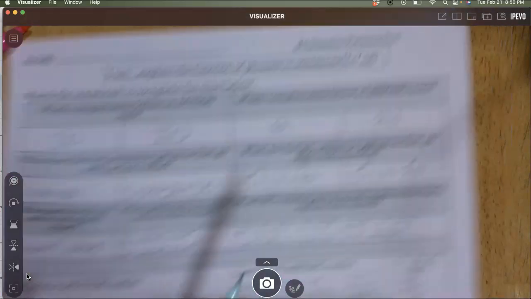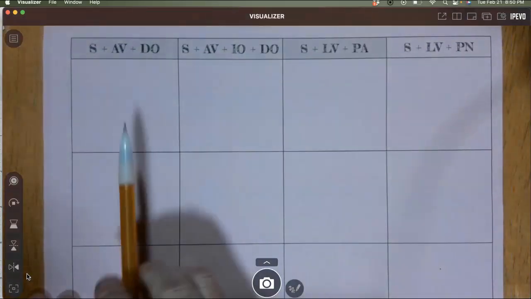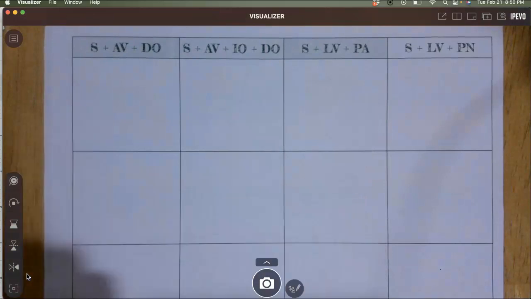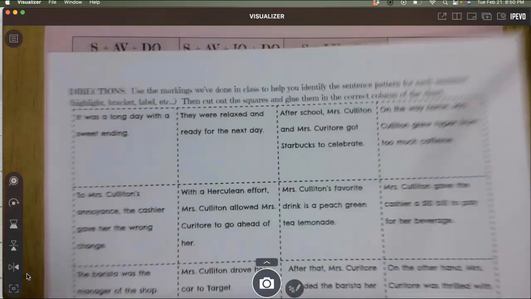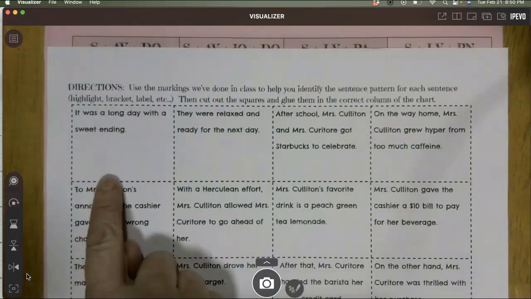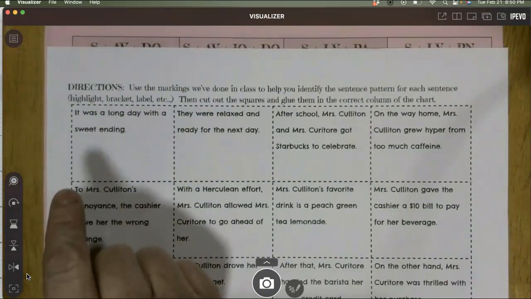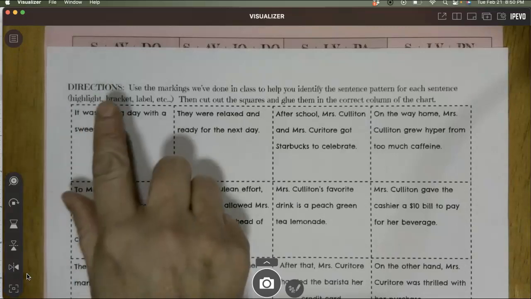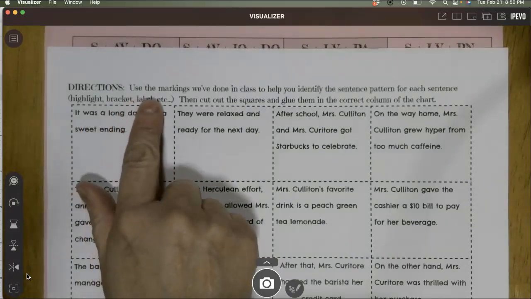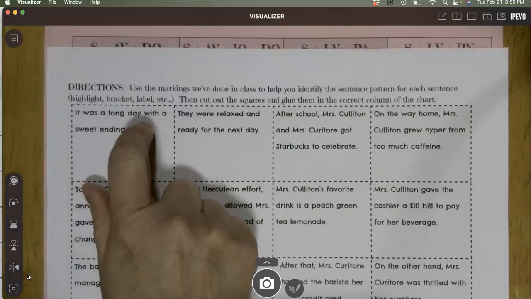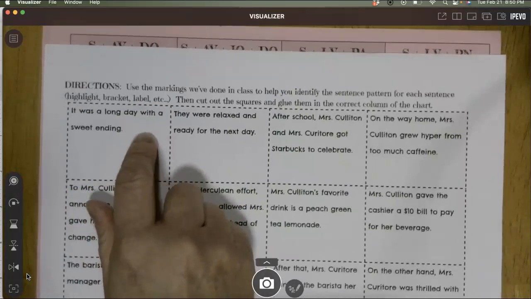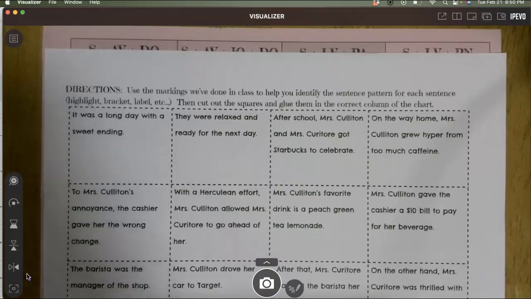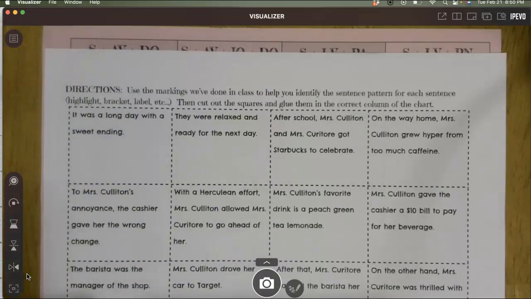All right, on the back of this paper, then, you're going to see a chart that has the 4 sentence patterns. And what you're going to do is pick a sentence, and you're going to figure out what sentence pattern it goes with. So I'm going to do a couple with you, and then I'll show you what you need to do. So I'm just going to start with this first one. It says, use the markings we've done in class to help you identify the sentence pattern for each sentence. So we're going to highlight and bracket and label and do all those things. And then cut out the square, and I'm going to tell you, you only need a little dot of glue in the middle to make it stick.